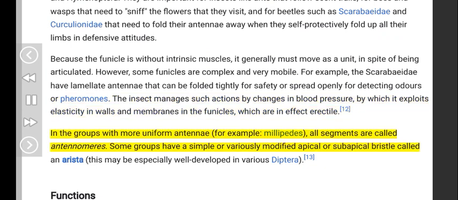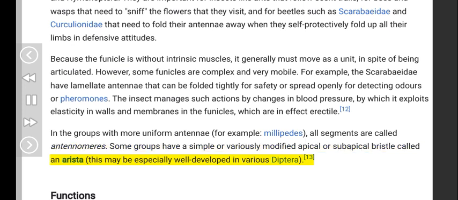In groups with more uniform antennae, for example, millipedes, all segments are called antennomeres. Some groups have a simple or variously modified apical or subapical bristle called an arista. This may be especially well developed in various Diptera. Functions.